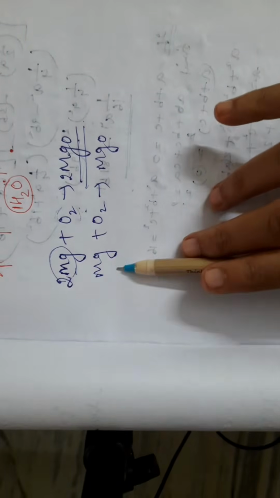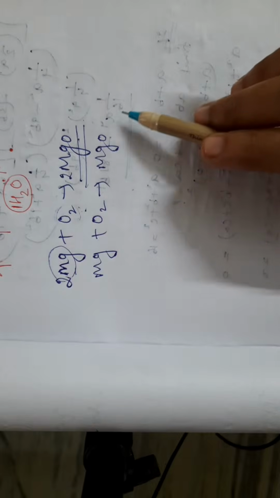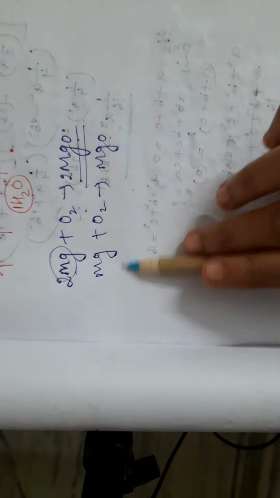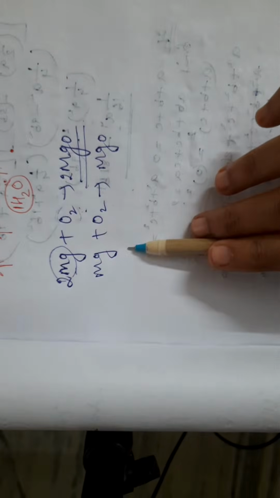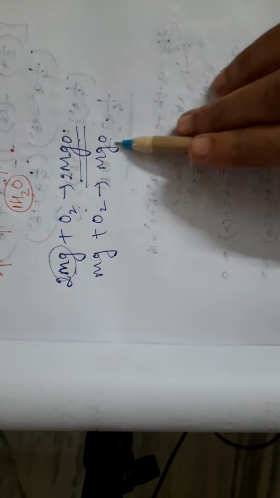Here, magnesium is reacting with oxygen to form magnesium oxide. Here it is unbalanced. 1 atom of magnesium is there on the left hand side, whereas on the right hand side, 1 magnesium is there. On the left hand side, 2 atoms of oxygen are there, whereas on the right hand side, 1 atom of oxygen is there.